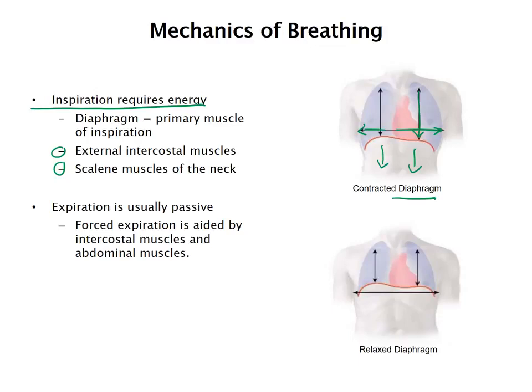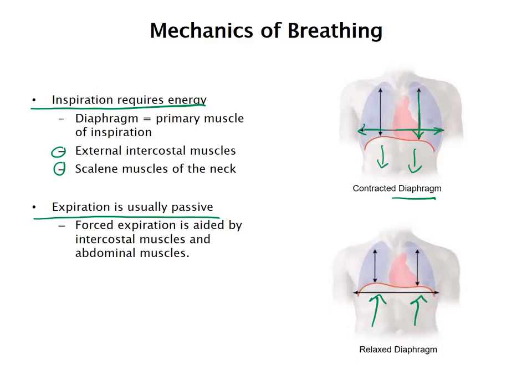Expiration, on the other hand, is a very passive process. Relaxation of the diaphragm will cause the diaphragm to rise within the thoracic cavity, thereby pushing air out of the lungs. Additionally, the ribs, with the help of gravity, will return to their normal resting position, which decreases the diameter of the thoracic cage and also helps to expel air.